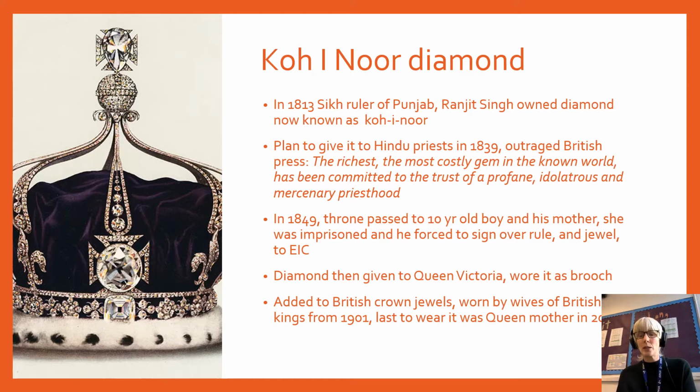In The Moonstone, these are Brahmins. Okay, the name for the priest class in Hinduism are Brahmins. And in 1839, he was intending to give the diamond to the Hindu priests. And the British press got involved. And this idea that the British press claimed that we had a right to this diamond owned by some Indian ruler in India is amazing.